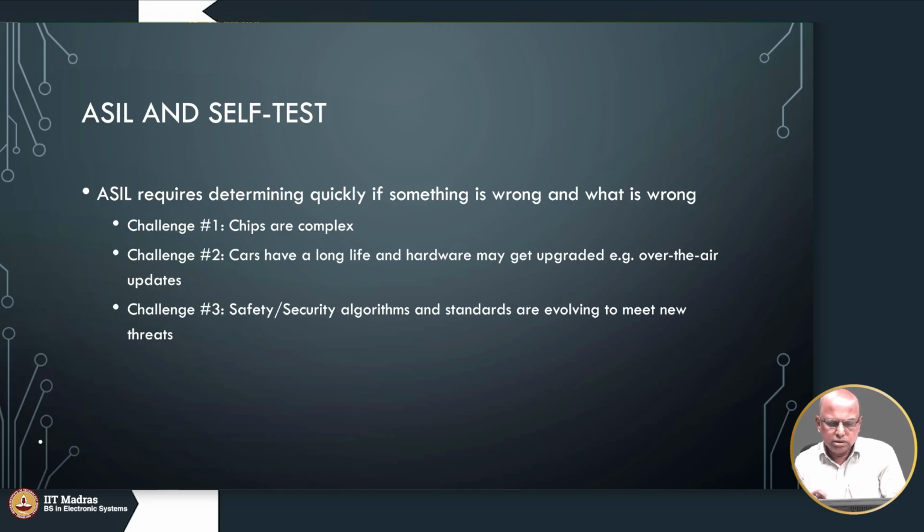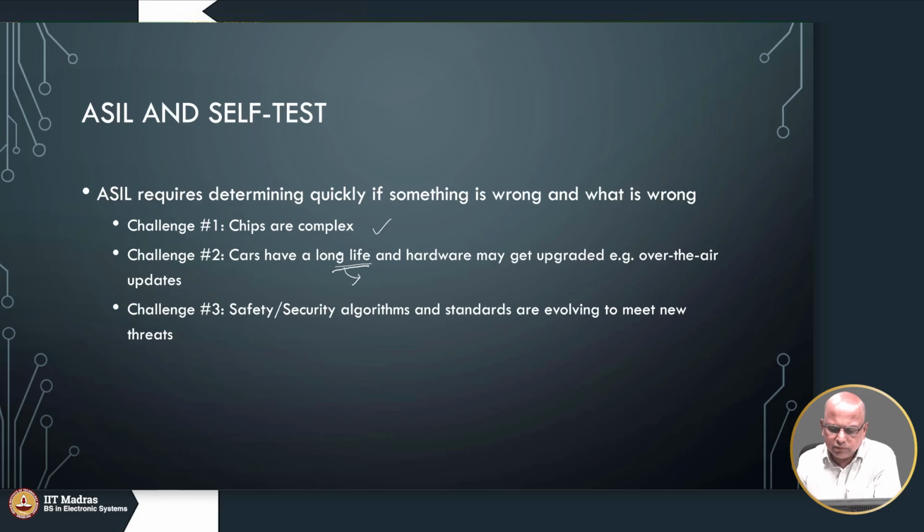So ASIL is very closely related to self-test, right? So we need to find as quickly as possible if something is wrong and what is wrong. The challenge is that chips are very complex nowadays, and cars have a long life expectancy. Maybe people use their car for 10-15 years, maybe more. It doesn't mean that the same person will use it for 15 years. It may go from one owner to the other.